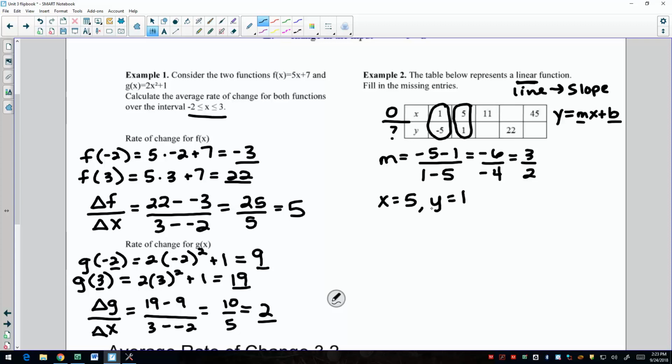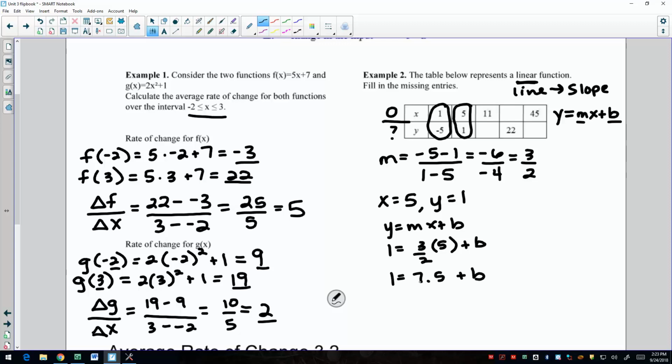So I'm going to plug those in to y equals mx plus b and solve for b. So I'm going to plug in 1 for y. M I found to be 3/2. X is 5. Plus I don't know b, so I'm going to leave it as b. That might look like a 6, but that's a b. Now when I multiply and solve for b, I'm going to get b alone. So 5 times 3 is 15, divided by 2 is 7.5.